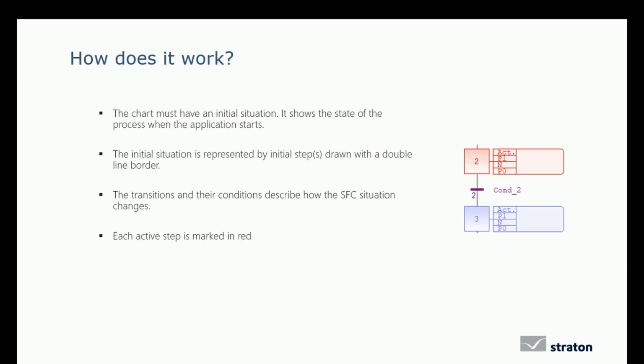So how does an SFC work? The chart must have an initial situation that shows the state of the process when the application starts. The initial situation is represented by initial steps drawn with double line border. There can be more than one initial step in this chart. The transitions and their conditions describe how the SFC situation changes, and each active step is marked in red.